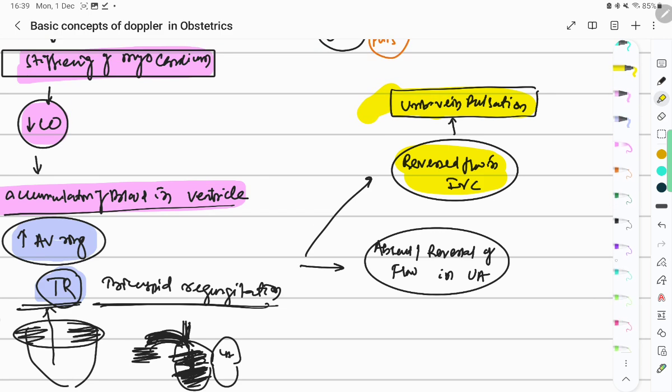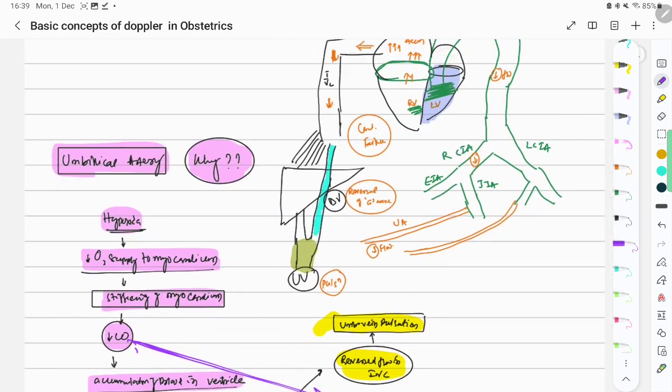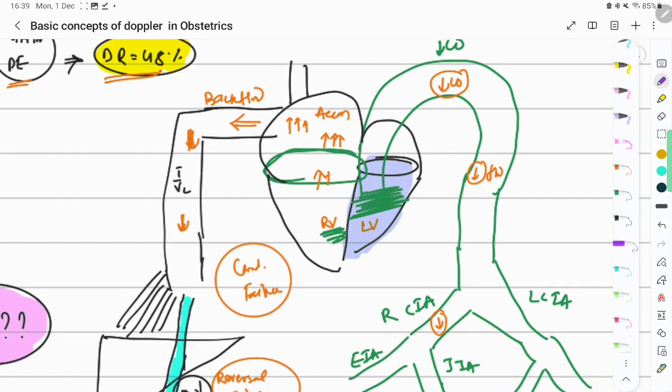Another important thing: as the cardiac output is decreased, the flow in the umbilical artery will decrease. How? I will tell you that again, the concept, by image.